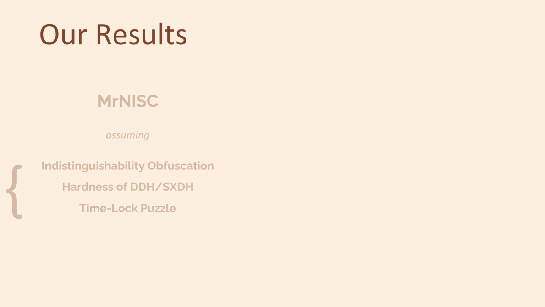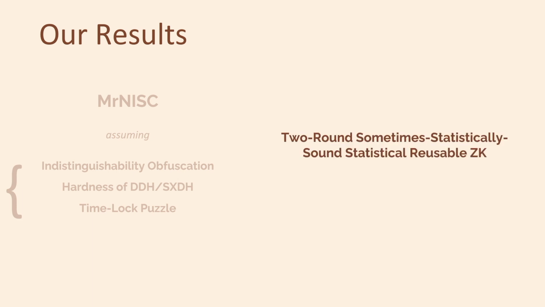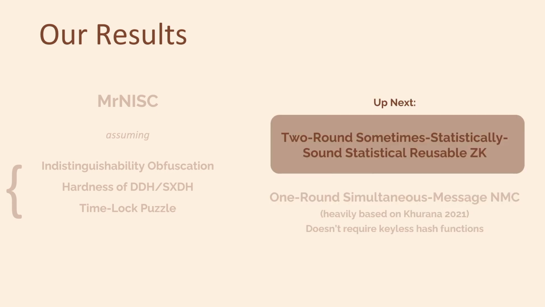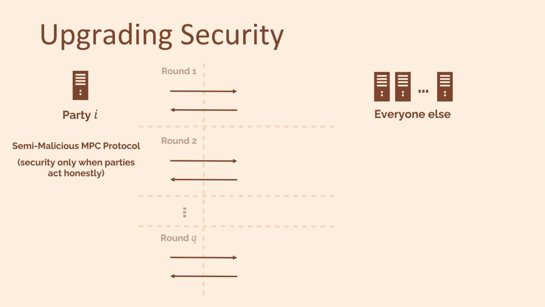So in the course of achieving this main result, we also achieve two intermediate results that we think are independently interesting. First, we define and construct a new strong variant of two-round zero knowledge. And second, we also construct a new one-round non-malleable commitment. And notably, this commitment doesn't require keyless hash functions. So in the interest of time, for the rest of the talk, I'm going to focus on explaining this new zero knowledge. I'll explain the new definition and why we need it.